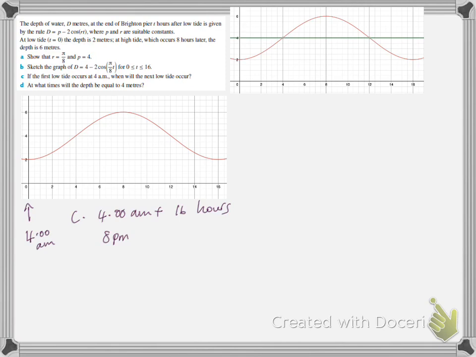All right, so the next question, part D, asks, at what time will the depth be equal to 4 metres? On Desmos, I've just put in a line to show that depth of 4 metres. So in one cycle, we can see the 2 times that the depth will be 4 metres, okay? We can read it off the graph, but if you want to do it mathematically without the sketch, we just need to substitute in for D and then find T.